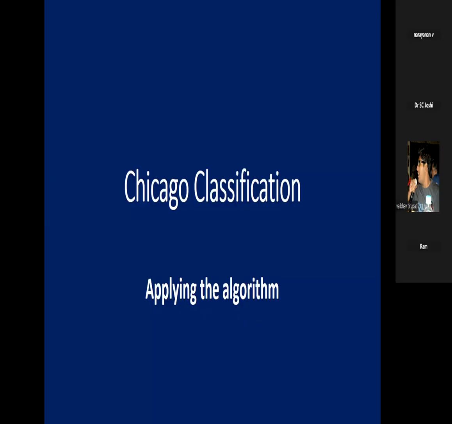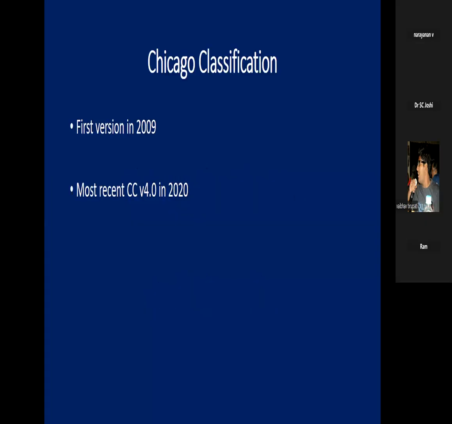So how do we apply this algorithm? Now that we have put the markers and the system has saved all the data that you have generated, we have to apply the algorithm, right? As we all know, the first version of the Chicago classification came in 2009 and the most recent in 2020.